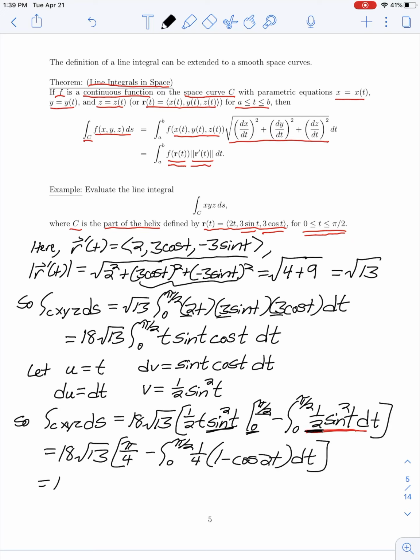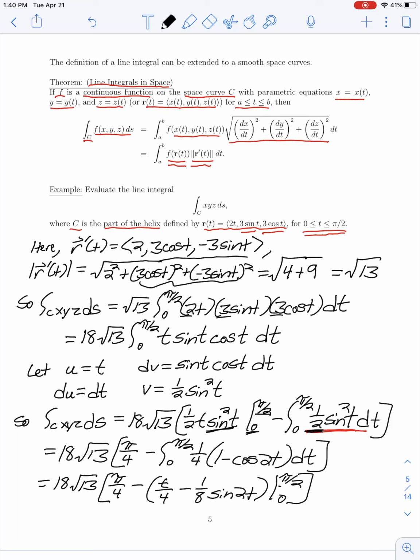So let's see what we have. We now have 18 root 13 times our constant pi over 4 minus, for the antiderivative of this function, we have t over 4. The antiderivative of 1/4 cosine of 2t would be 1 over 8 sine of 2t. And we're evaluating that from 0 to pi over 2.